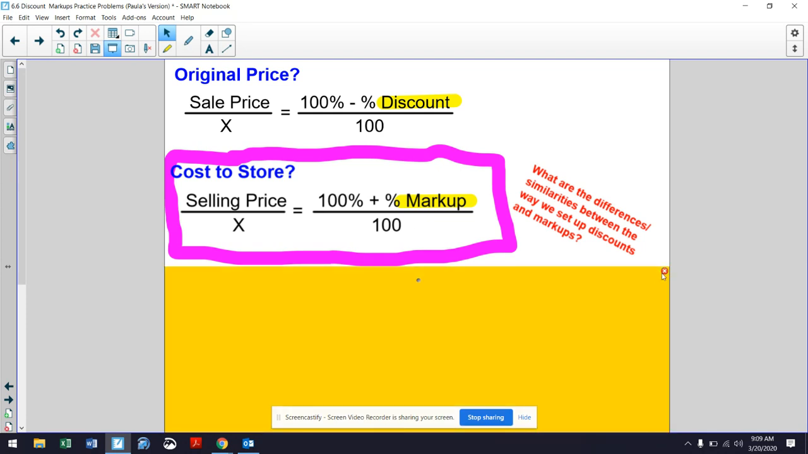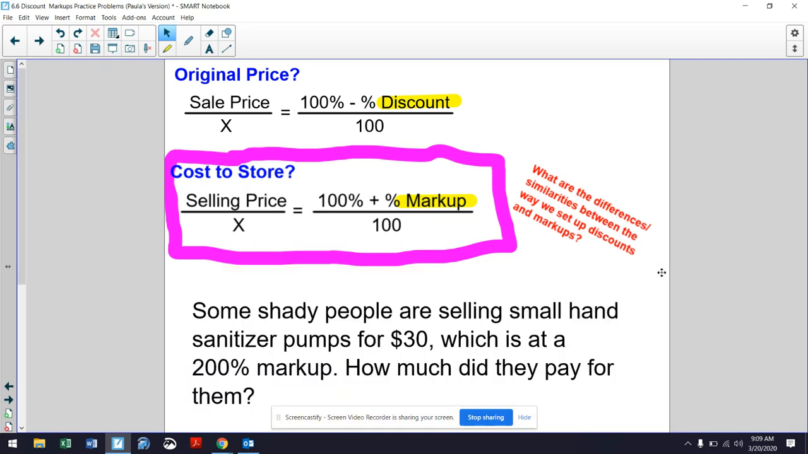So here is a good example. Right now, with everything going on, there's some shady people that are selling small hand sanitizer pumps for $30, which is at a 200% markup. So if we wanted to know how much they actually paid for them, we would use this setup right here. We would consider those shady people the store. So finding out how much the store paid for those overpriced hand sanitizer pumps would be using this.